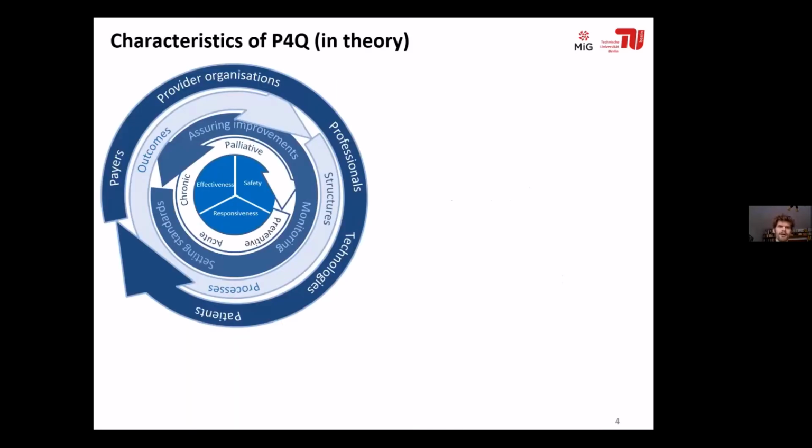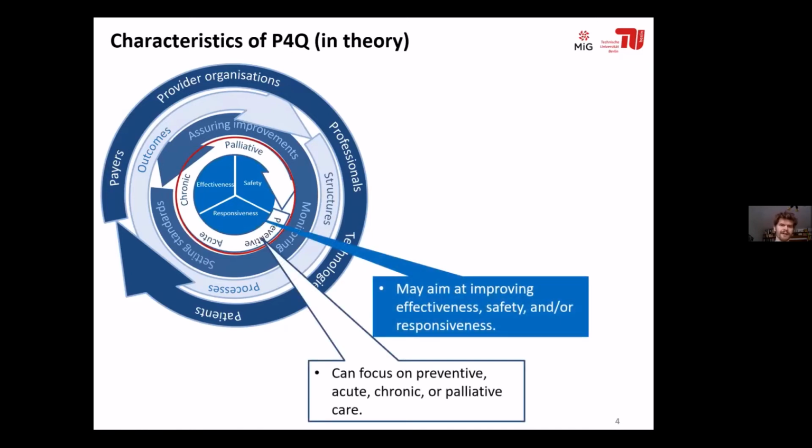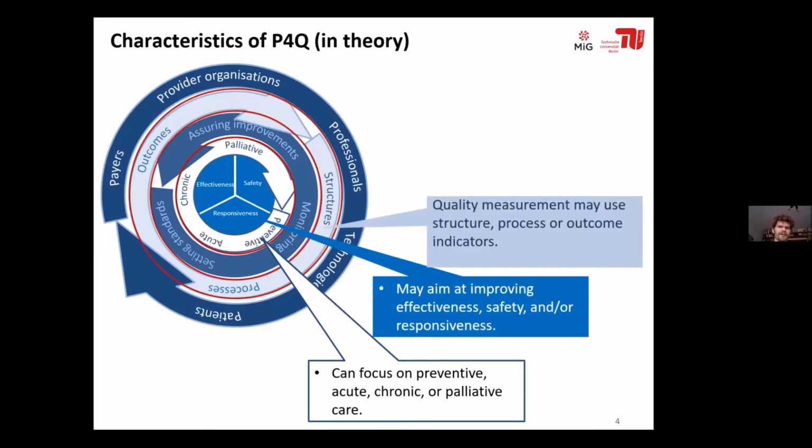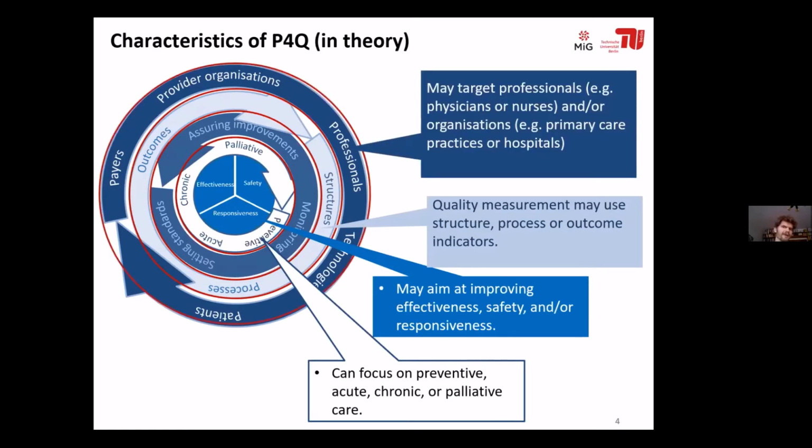Now, I use this framework that has been introduced by Dimi in the first presentation to discuss the characteristics of pay for quality. And this slide, you have seen it in fact already. In theory, pay for quality can focus on preventive, acute, chronic, or palliative care. It may aim at improving effectiveness, safety, and/or responsiveness, depending on what types of indicators are measured. And also depending on the indicators that are used to measure quality of care, it may focus on structure, processes, or outcome indicators. And in theory, it may target both professionals and organizations.